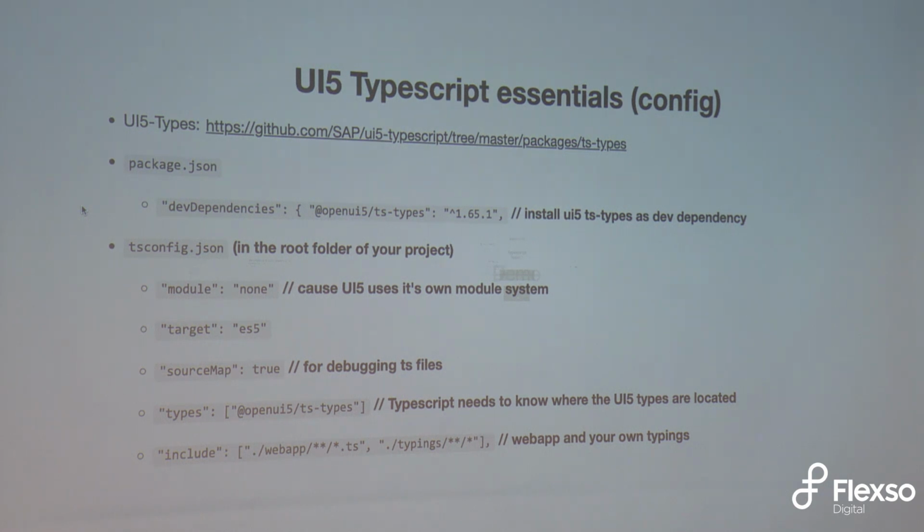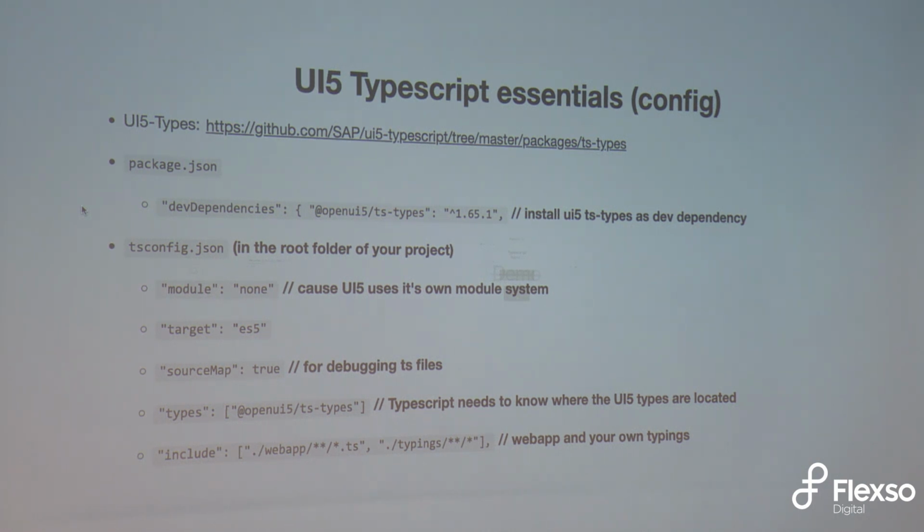Then you define the target. I always use ES6 for UI5 development. The source map property is, for me, very important, because through the source maps I'm able to debug my TypeScript applications, and not the generated JavaScript files. The generated JavaScript files are sometimes a little bit unreadable or hard to read, and therefore it's easier to debug really what you programmed, your TypeScript code.